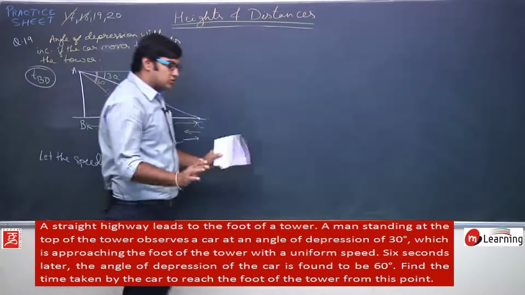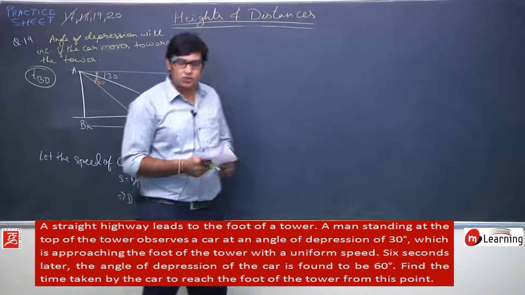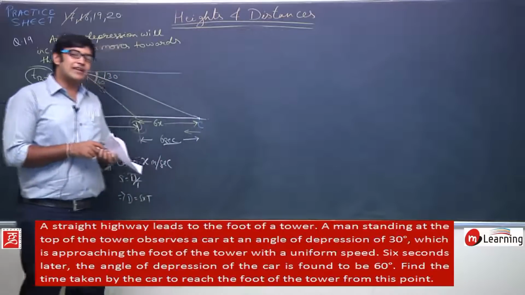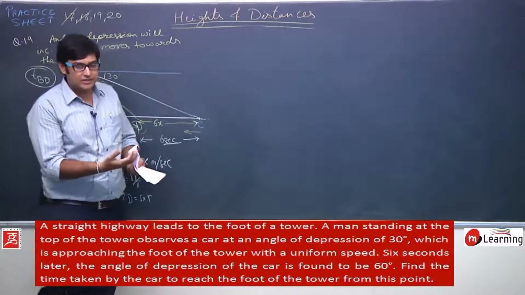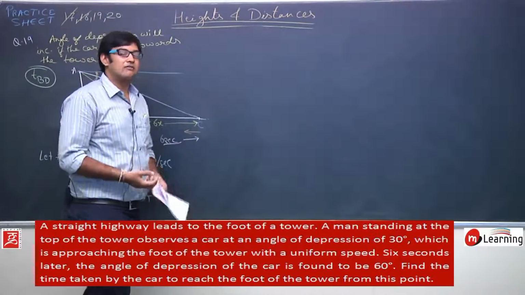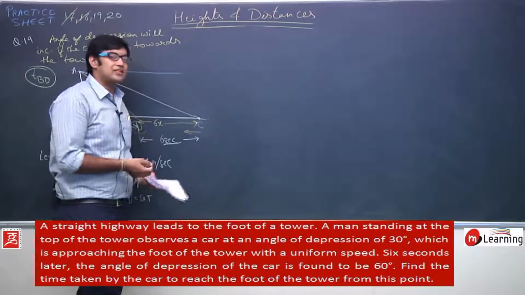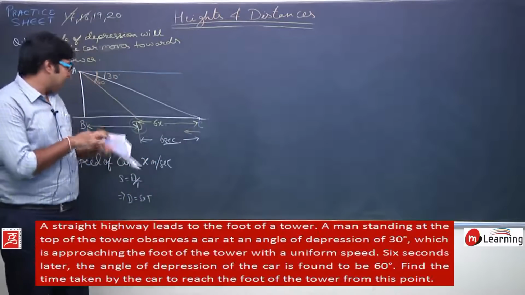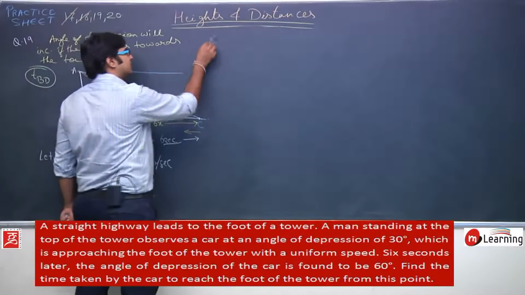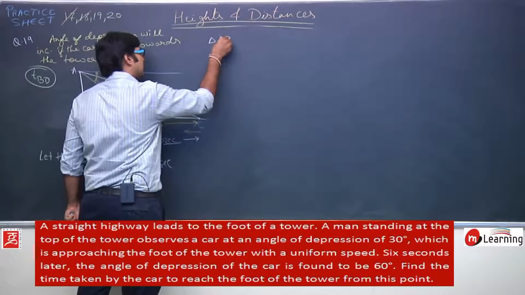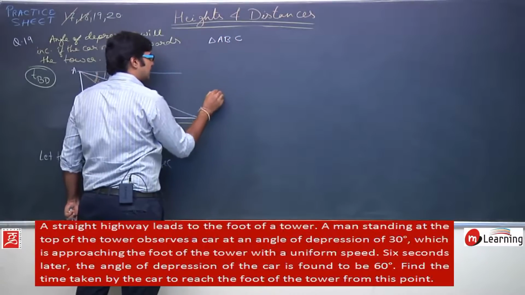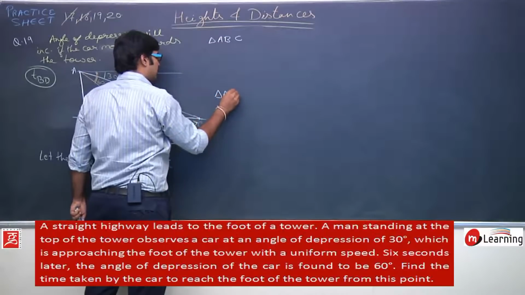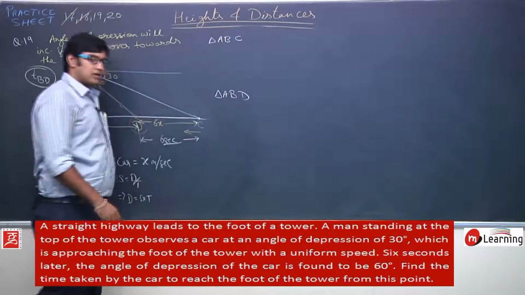Now we have understood the question and we have identified the unknown quantity. What should be our next task? Again the same task that we used to do in every other question, that is to determine the right angled triangles. I can see there are two right angled triangles. First is triangle ABC and another is triangle ABD.